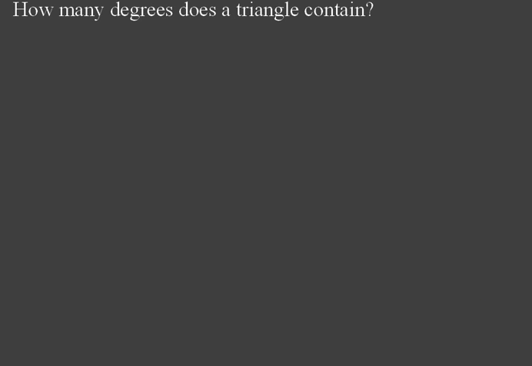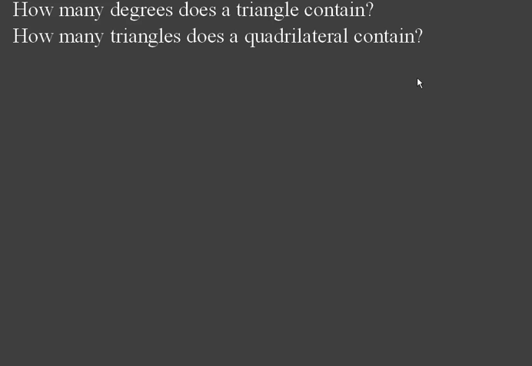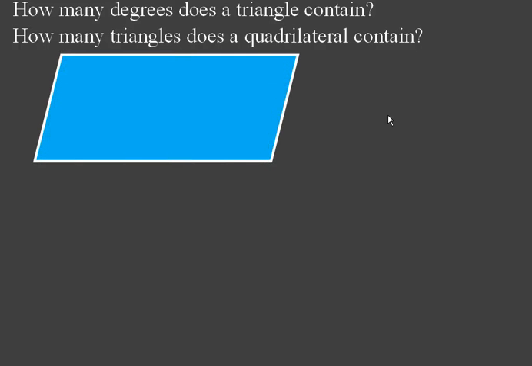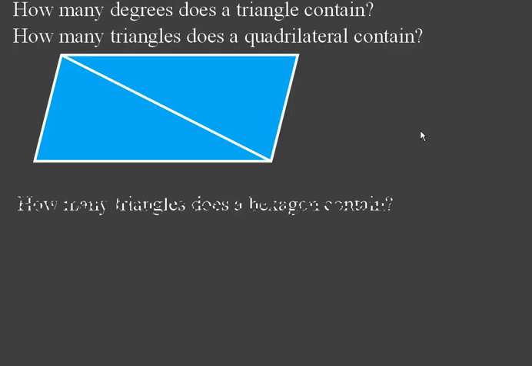Question, how many degrees does a triangle contain? Well, we all know that to be 180. All the angles of a triangle add up to 180. And then the question is, how many triangles does a quadrilateral contain? Now let's look at that. Here's a quadrilateral, a four-sided polygon. And if we draw a diagonal, we'll see that it's broken up into two distinct triangles. So we can think of it as the number of degrees of a quadrilateral being the same as two triangles. That'd be 180 plus 180, which is 360.